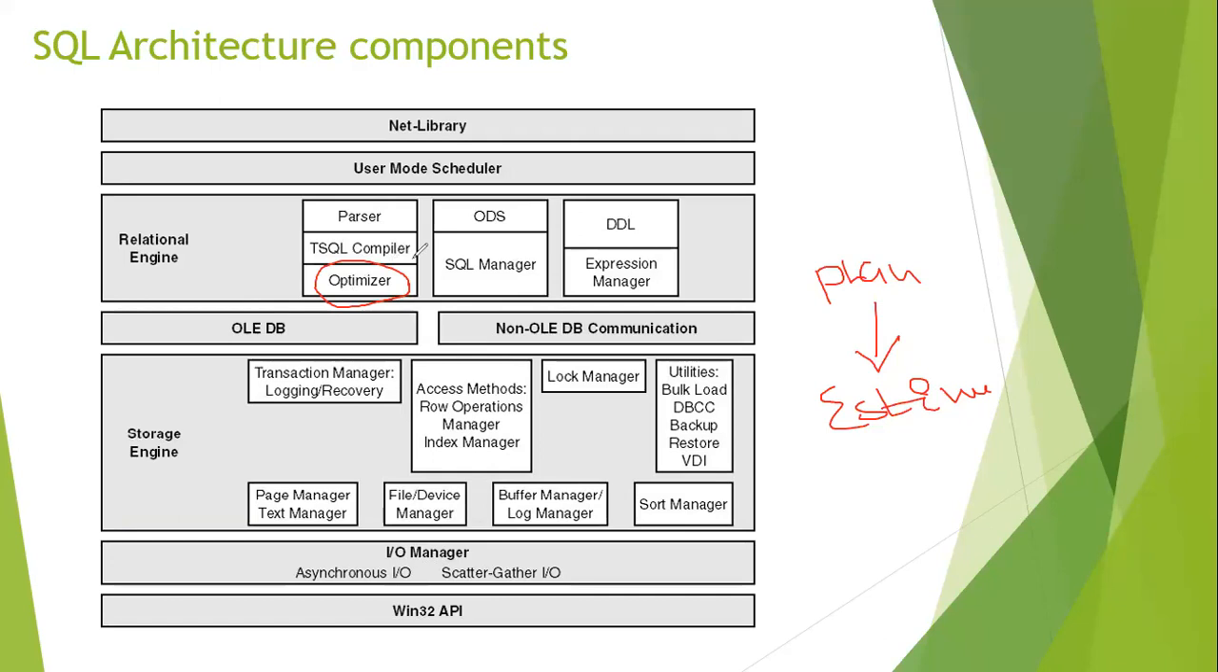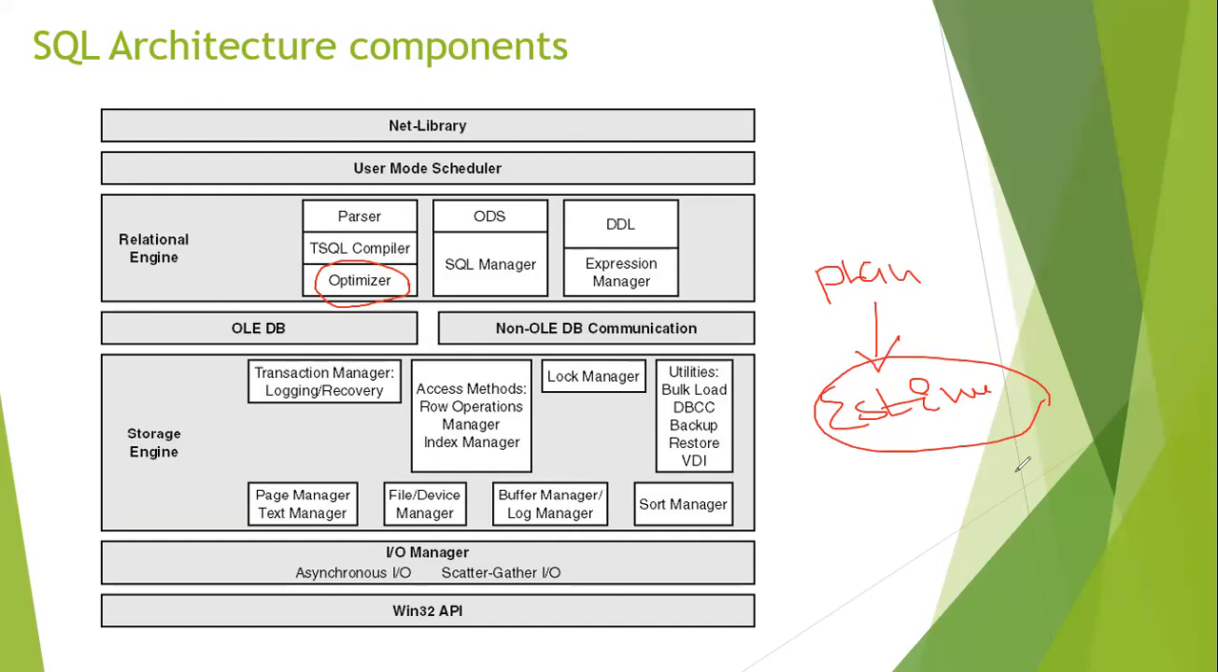The same thing, the optimizer will estimate. That is not actual. These estimates are all made before going further to execution. Then the optimizer generates an estimated plan.